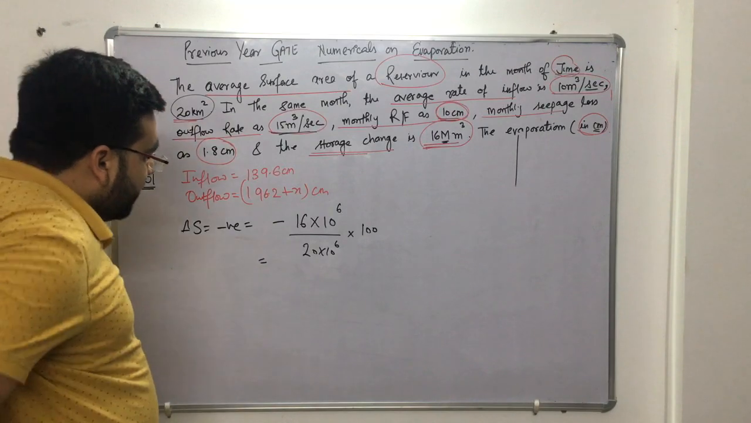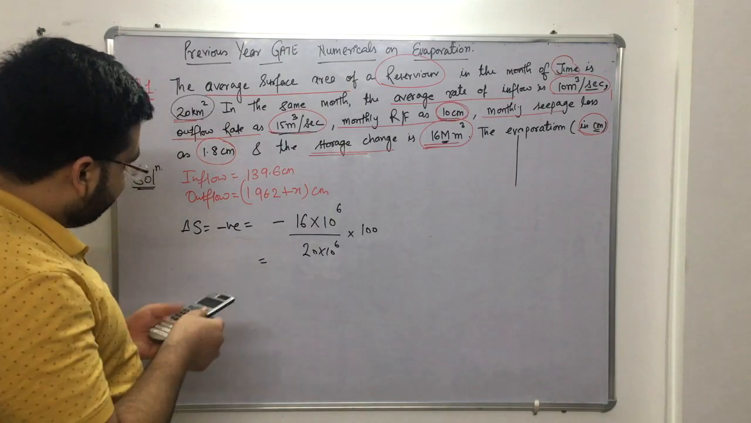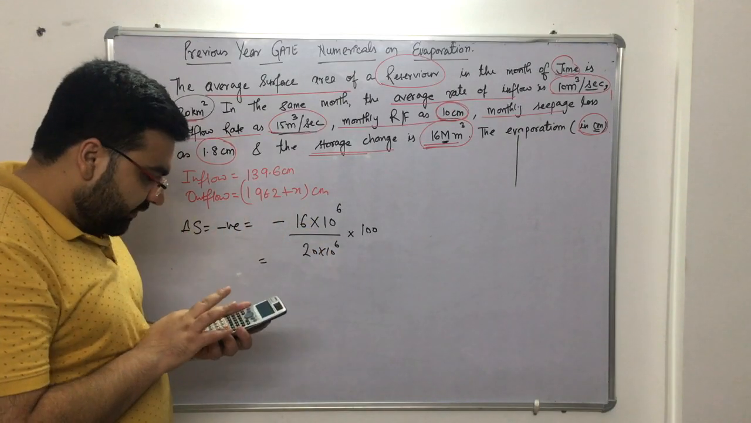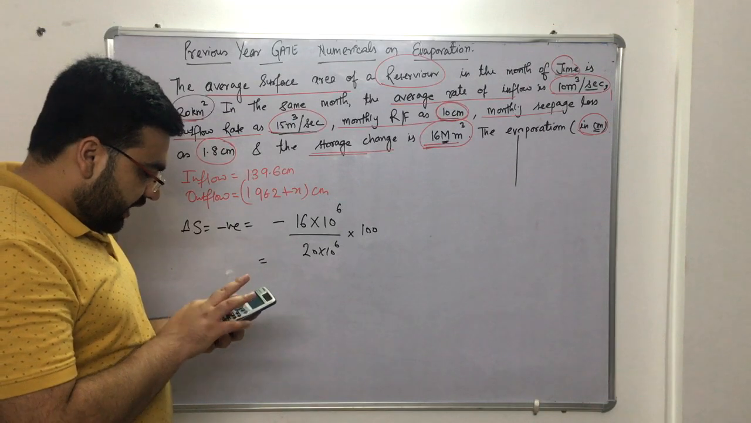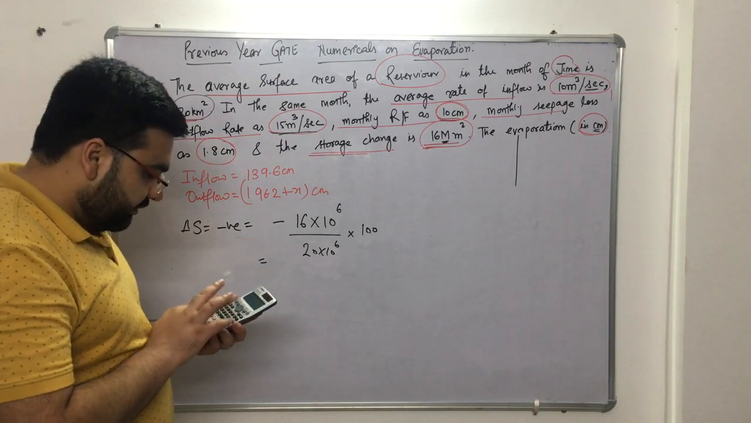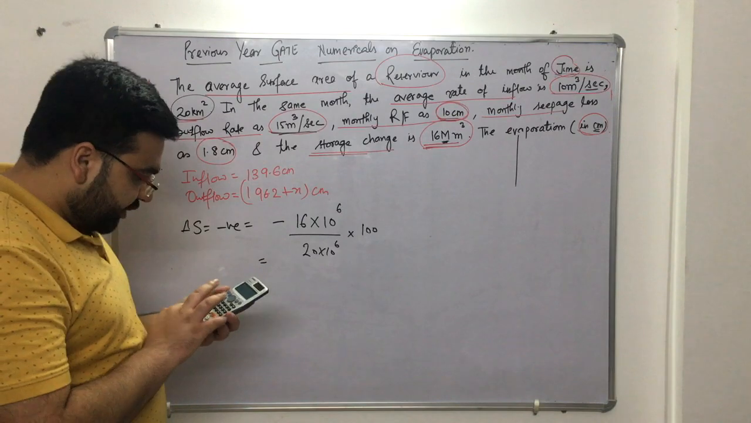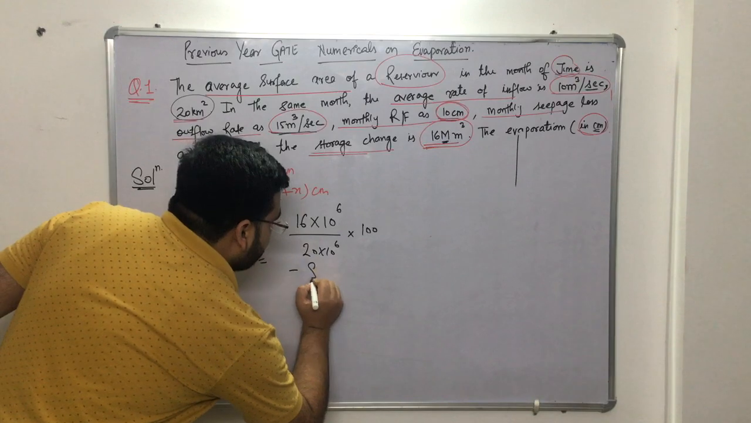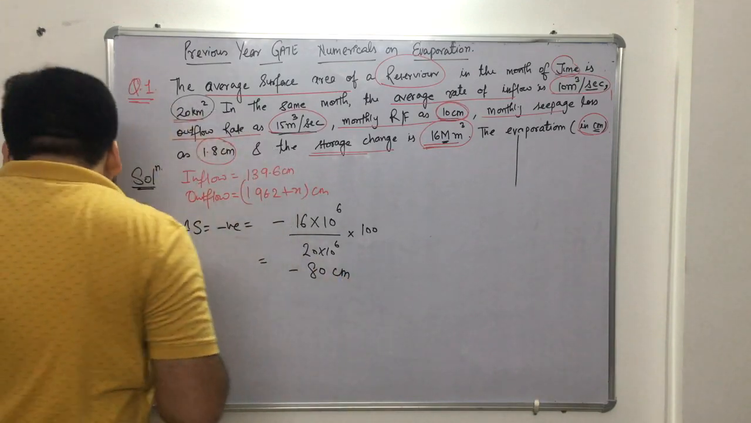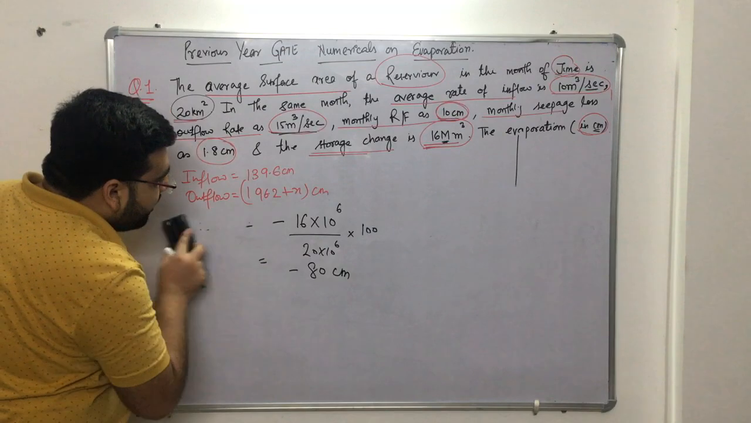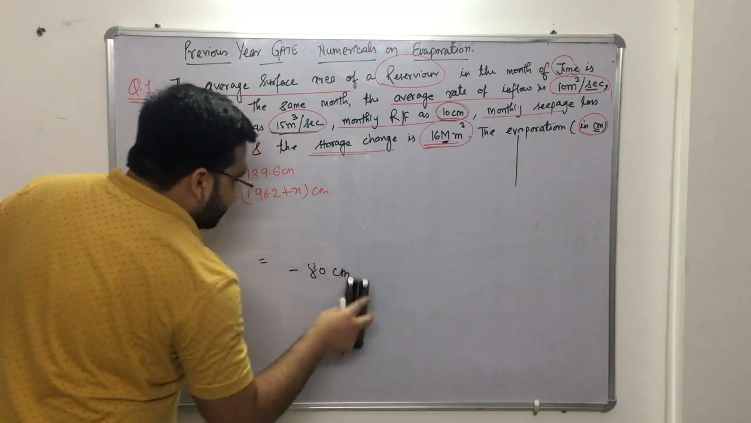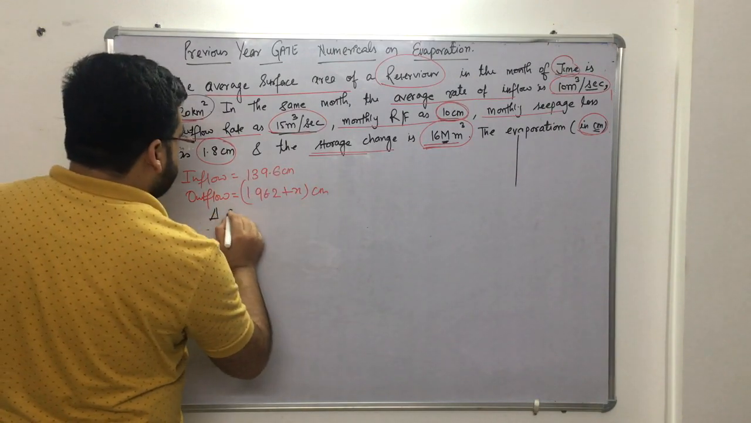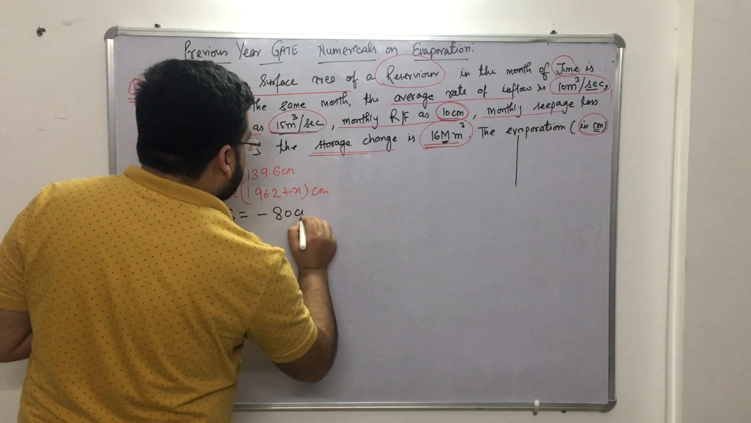Let me calculate. So it will be around 80, I guess. 16 into 10 raised to power 8 divided by 10 raised to power 6 and divided by 20. Yeah, 80 correct, right? So that is minus 80 centimeter. So how much is the change in storage? That is minus 80 centimeter. Let me rub this. Not outflow, storage. So change in storage is minus 80 centimeter.